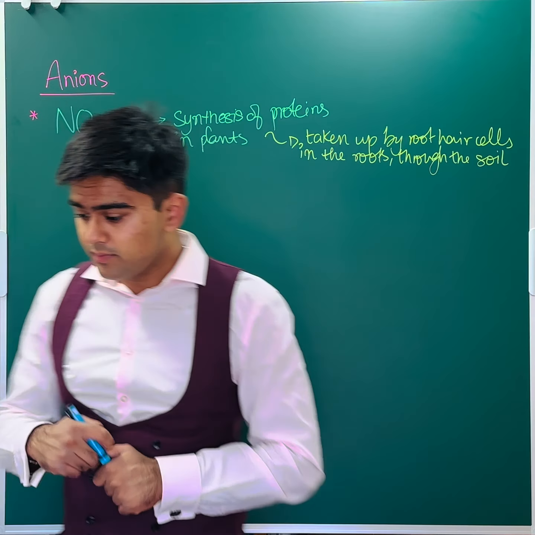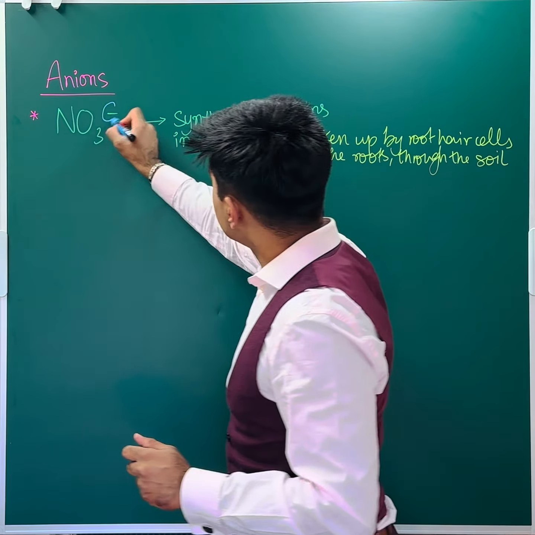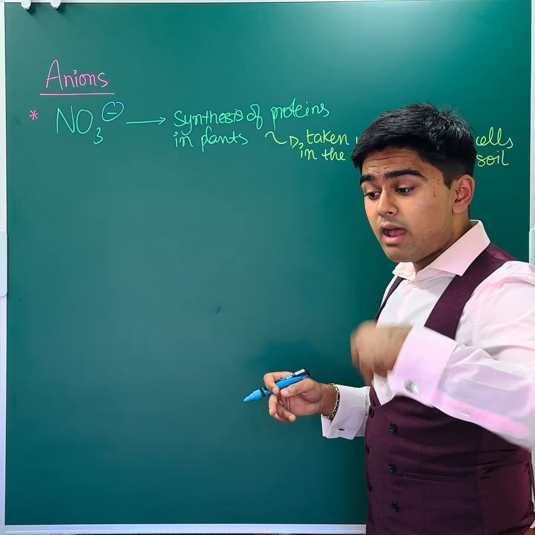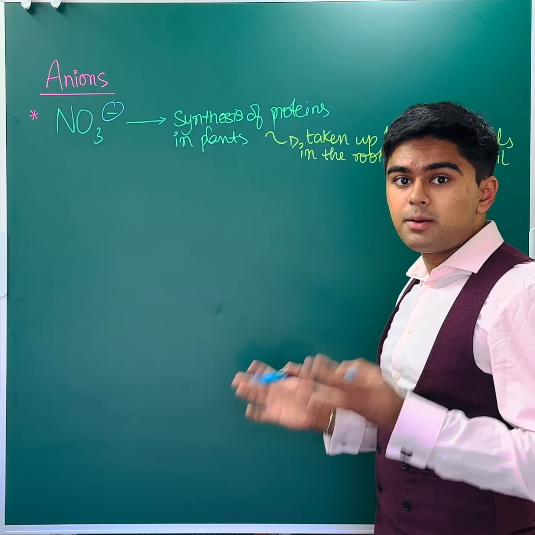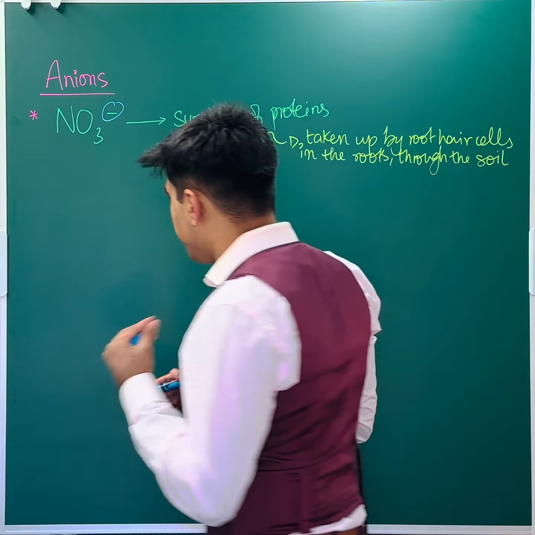Next one. Next anion, i.e. negative ion. Look at that. The next one is something known as a hydrogen carbonate ion, okay? So HCO3 minus.